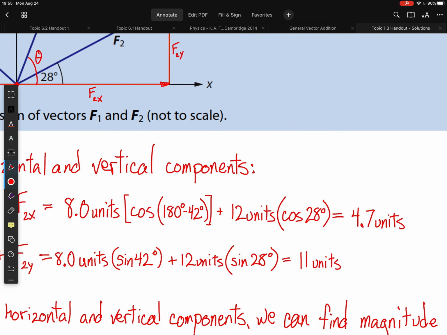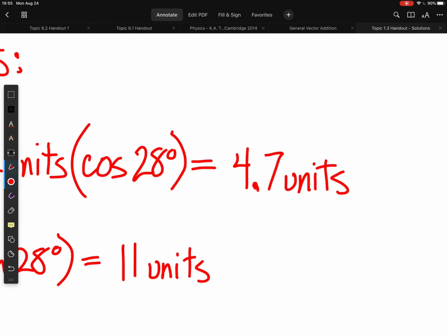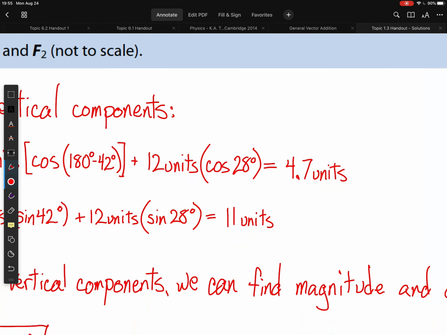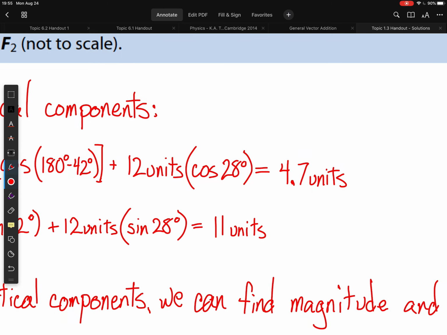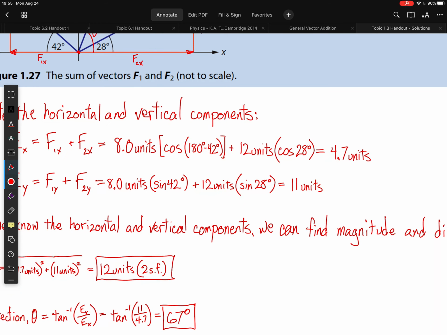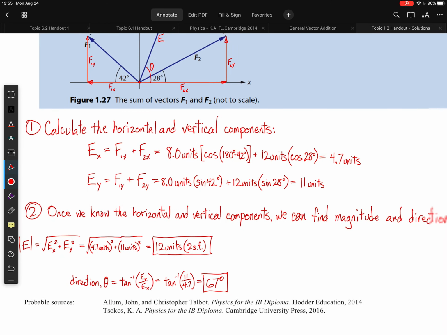Anyway, when we complete this calculation, we will find that our horizontal component is 4.7 units. You should have the unit here, okay? So just 4.7 is not acceptable. Just 11 is not acceptable. In this case, our unit is units, okay? So you'll note that I've left those units in the equation. It might seem silly, but later, trust me, it will be very handy to have the units in your math.